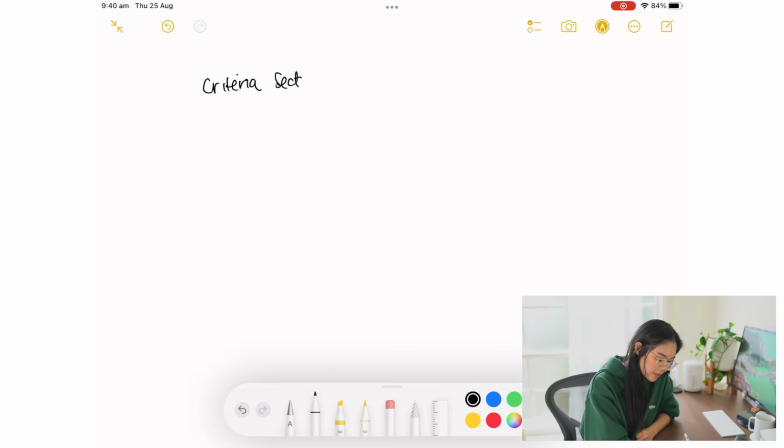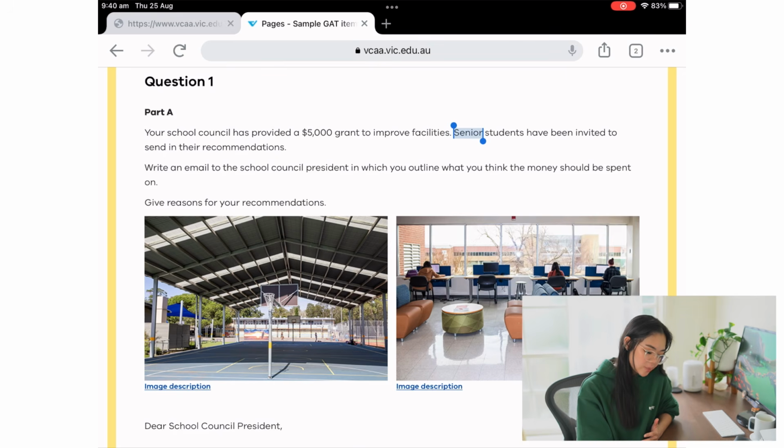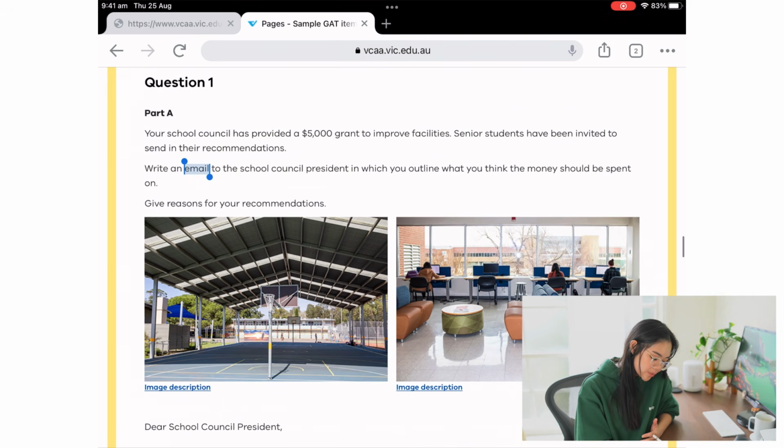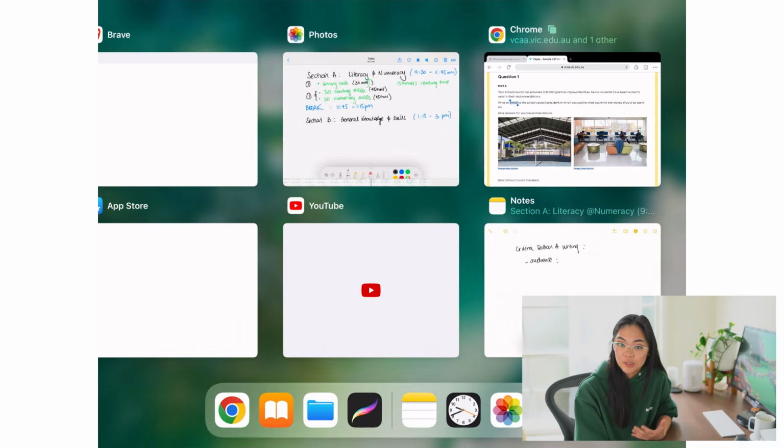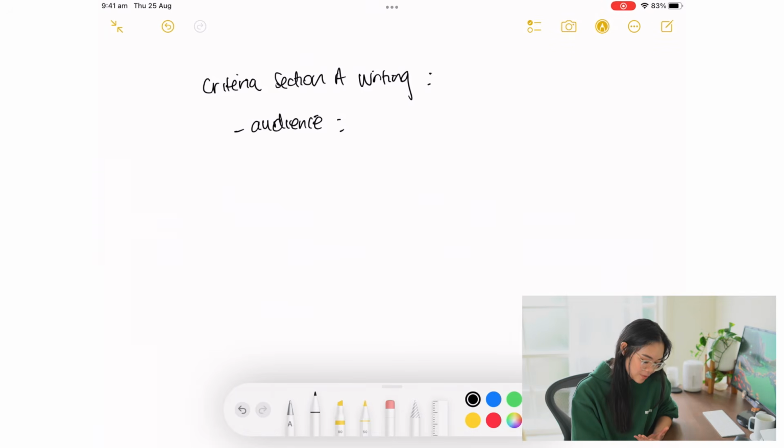So remember how in the criteria for section A writing, it says you have to think about your audience. If we look at the prompt, you can see that you are a senior student and you need to write an email to the school council president. So in terms of the audience, you're not talking to the principal of the school. You're not talking to the builders who are going to come and construct the suggestions that you've got online. What you're doing is you're targeting the school council president, who is just another peer of yours.